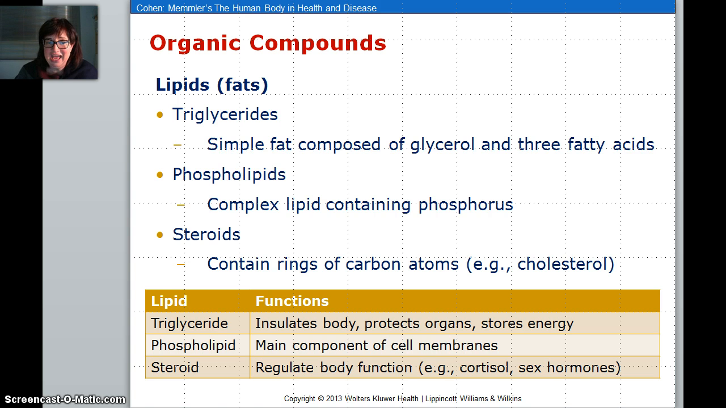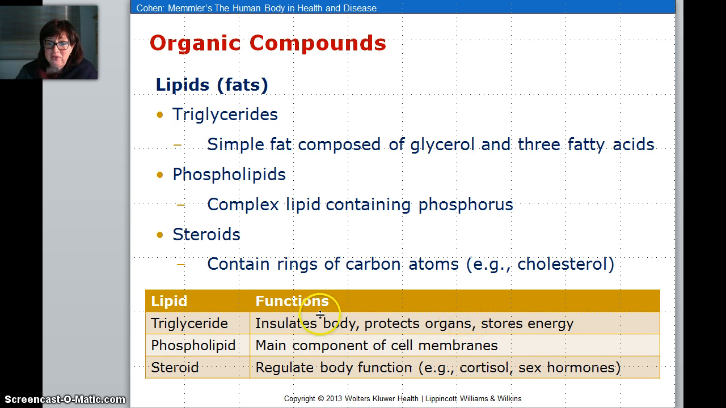When you look at the structure, first off, let's talk about function. Not all fat is bad. You need a wee bit of fat because some fat insulates your body. It protects your organs. The cushy parts on your hands and feet are fat. It also is a good way to store energy. Too much fat is a problem, but a little is needed there.